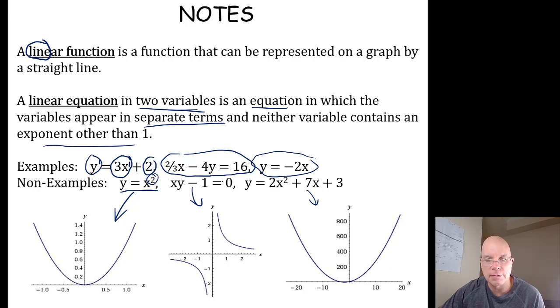The reason this one fails is the same reason the first one failed. We've got x to the second power, not to the first power. And this one fails because the variables are in the same term. They're not in separate terms.